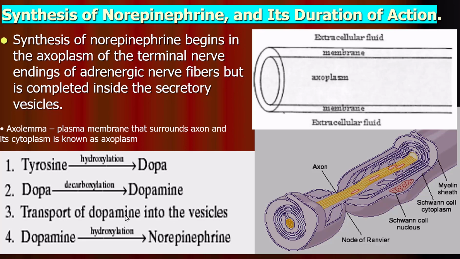Then this dopamine is transported into the vesicles, which are contained in the nerve terminals, and there the dopamine is converted by hydroxylation into norepinephrine. So these are the stages which occur in the nerve terminal. The first three stages occur in the axoplasm and the last stage occurs in the vesicle.